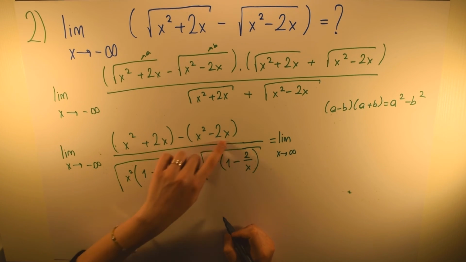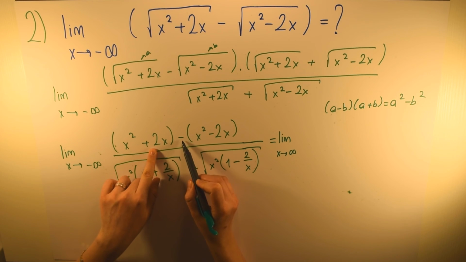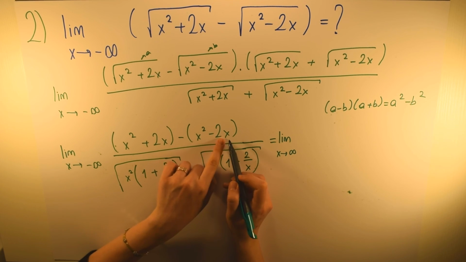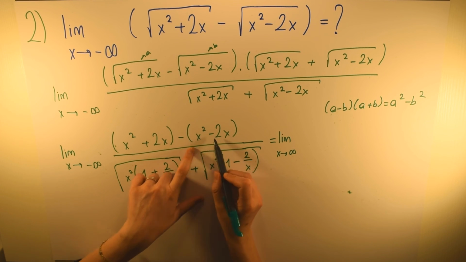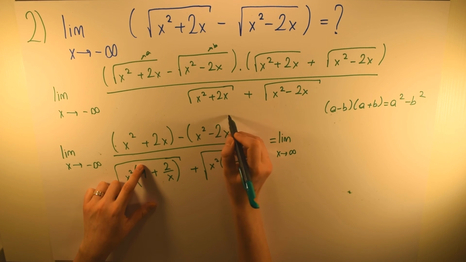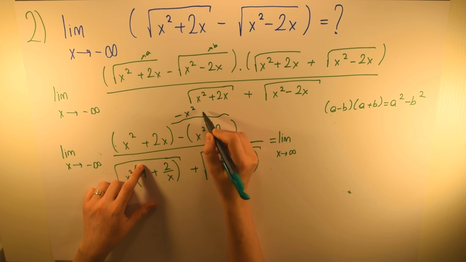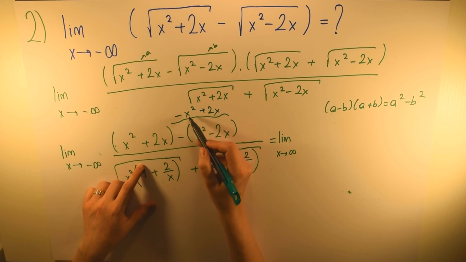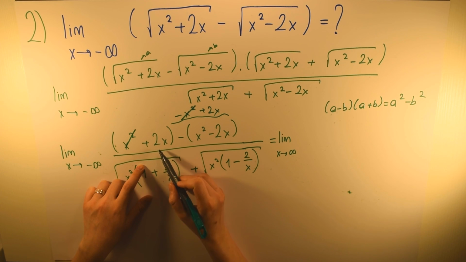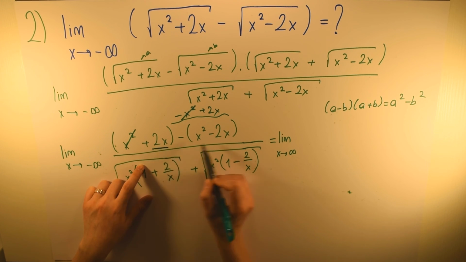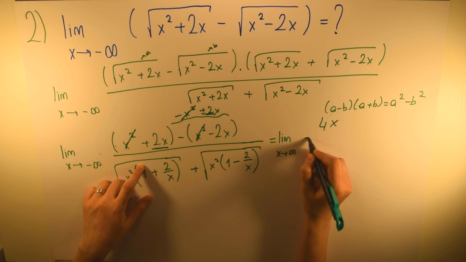Now let's see what we have in the numerator. This is x squared plus 2x minus (x squared minus 2x), right? Because this minus will make this x squared negative and this one positive. So it's minus x squared plus 2x. This minus x squared and this x squared cancel out each other, and from here we get only plus 2x here. They are equal to 4x over.